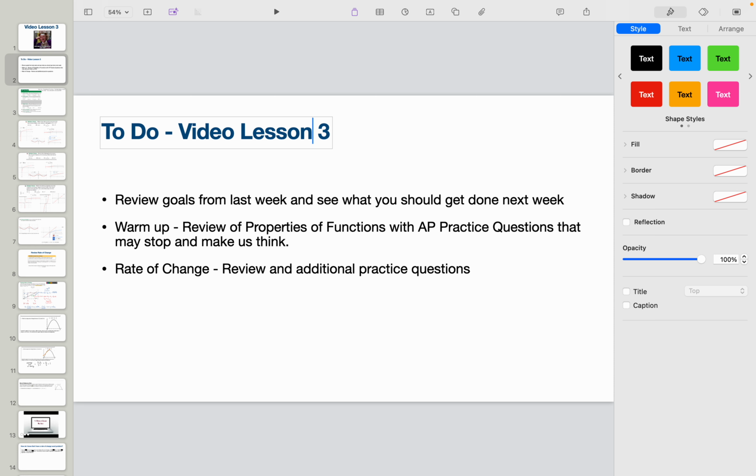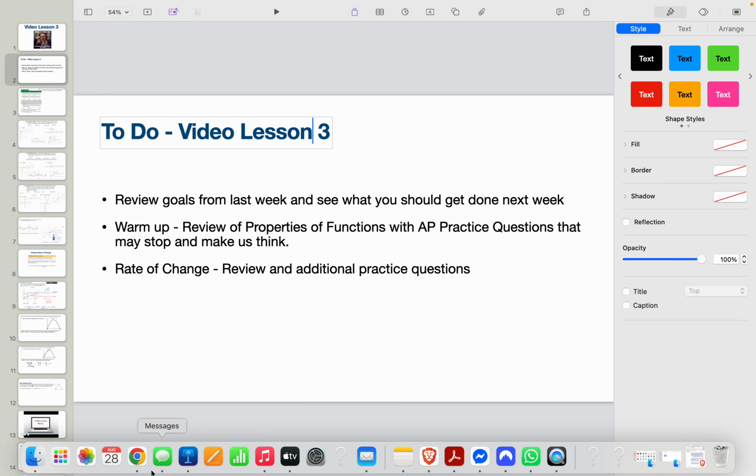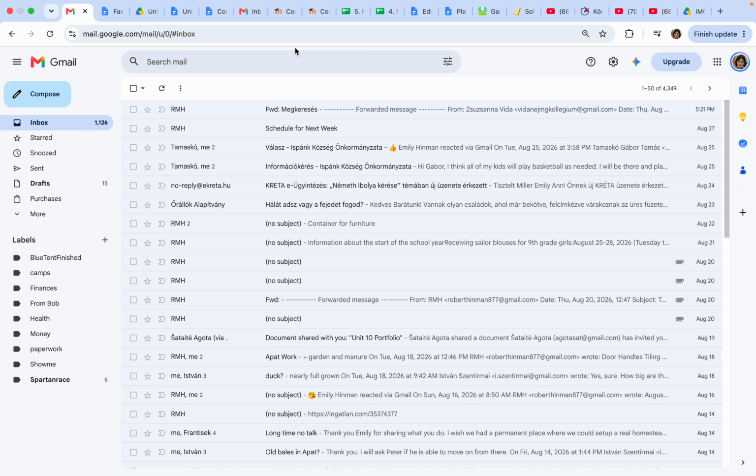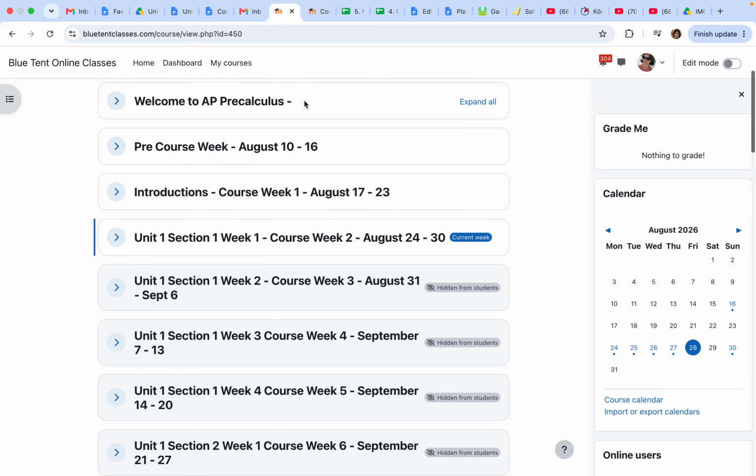All right, so what are we going to do? We're going to review our goals from this past week and see what you should get done next week. We're going to do some practice with these properties of functions one more time, just to make sure you got that down, and a little bit more practice with rate of change, and then you're going to be ready for week 4. So let's switch over to next week.